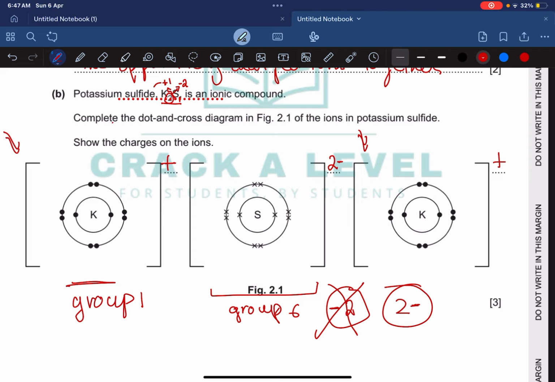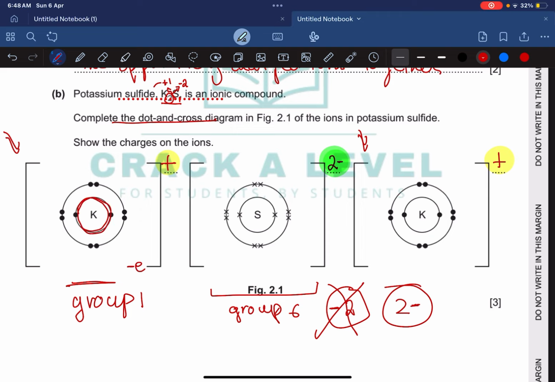Now we have to complete the dot and cross diagram. Now see, what's basically happening is, how is the sulfur getting this 2 negative? 2 negative means that it has 2 more electrons than protons. That means that it has gained 2 electrons. And what do you mean by this +1? +1 means that you have 1 less electron and 1 more proton. So what is basically happening is that potassium is losing 1 electron.